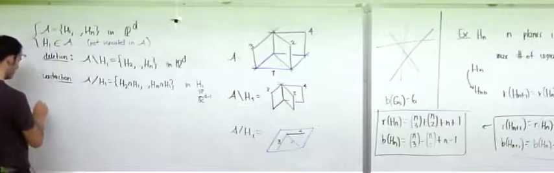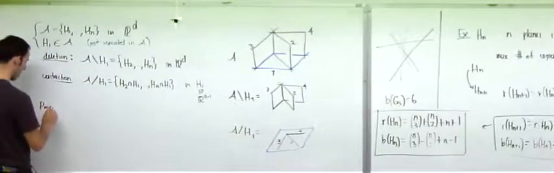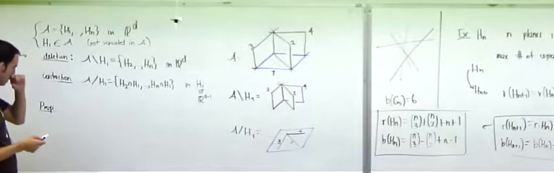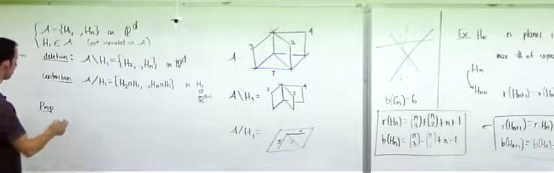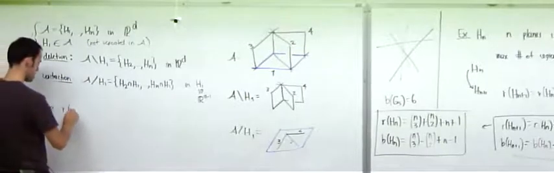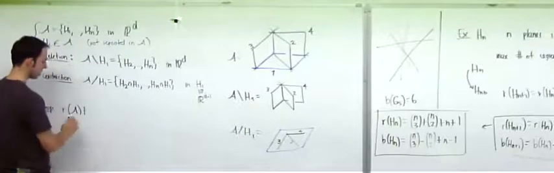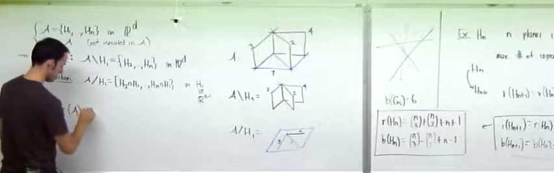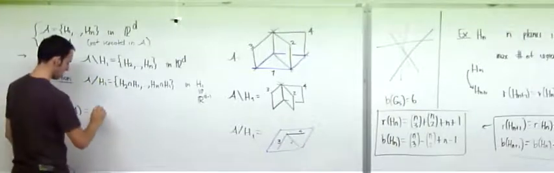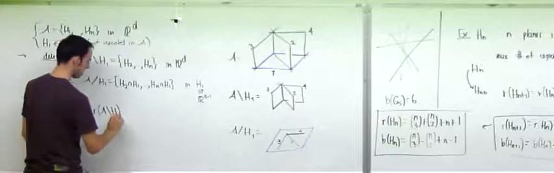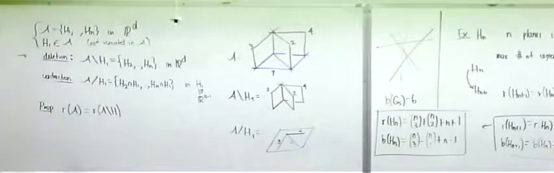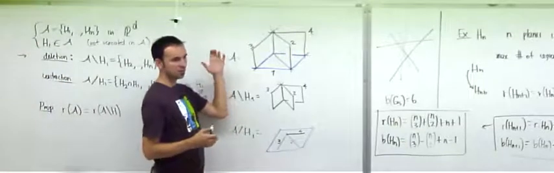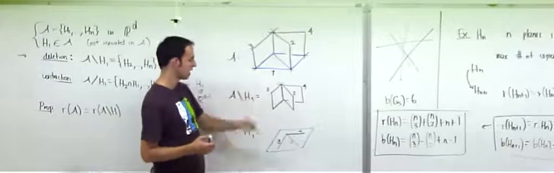And proposition: basically if you want to count the number of regions of your arrangement A, you can use this kind of blue plane method. Okay? You can say, well, if I want to count the regions of this arrangement, then let's take out the blue plane and let's count the regions in here.